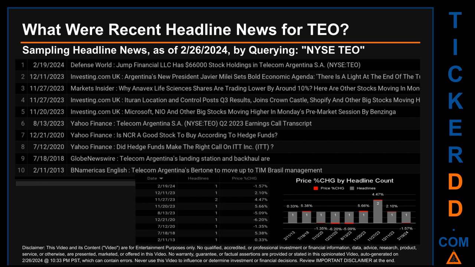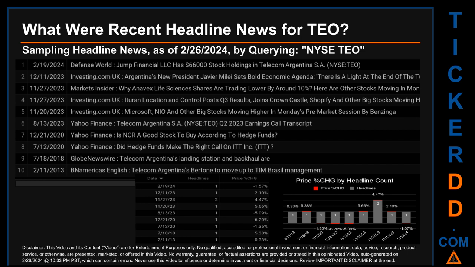Monday, November 20, 2023 was the day with the highest percentage change in price when we compare opening versus closing price for the ticker. The day saw a jump of 5.66% when TEO opened trading at $6.18 and closed at $6.53. There was one found headline when Investing.com UK published the headline that read, Microsoft, NEO and other big stocks moving higher in Monday's pre-market session by Benzinga.